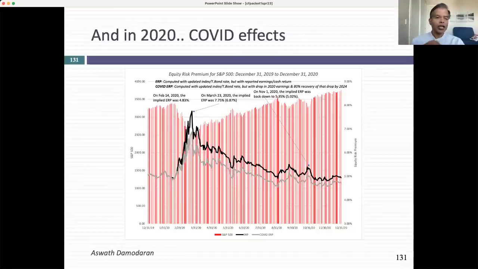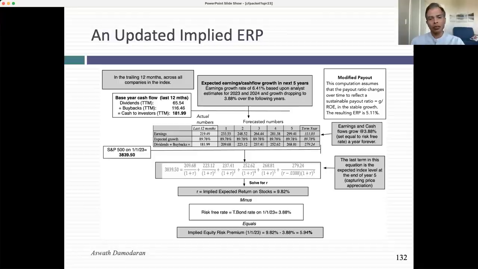Historical premium has zero chance of catching this. An implied premium, anytime you have a crisis, you can work through what that crisis is doing to the price of risk in markets. Which brings us to January 1st of 2023. Say, what's the implied premium today?